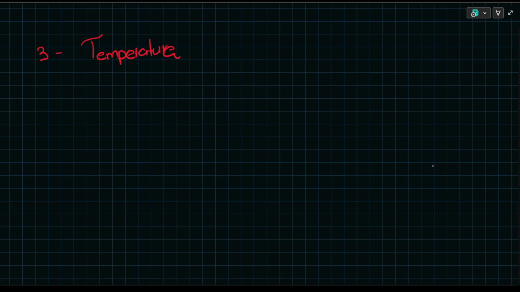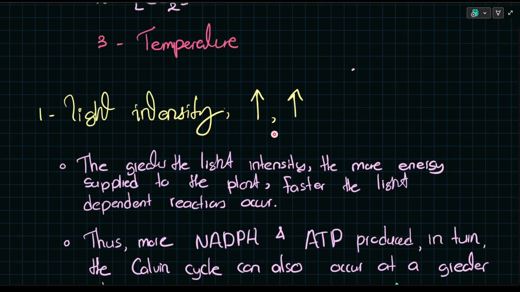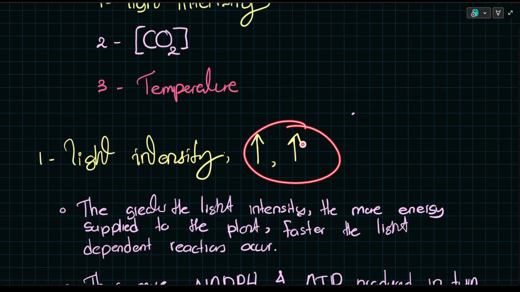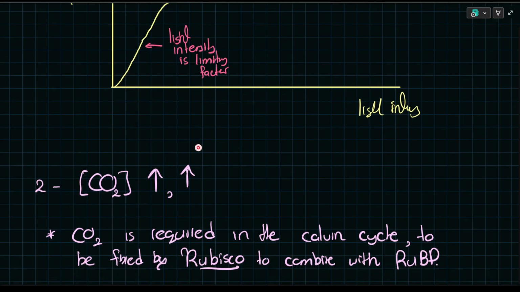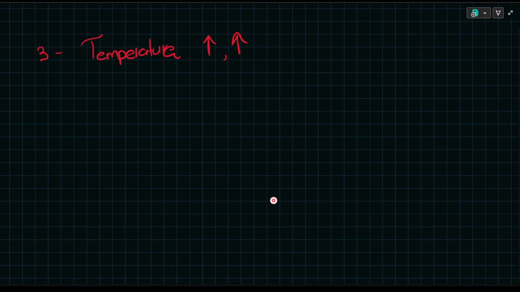Right. So when it comes to temperature, I'll give the overall one as well. Higher the temperature, higher the rate of photosynthesis. Using that, we can conclude something like this. All three factors: if I increase, rate goes up. If I increase, rate goes up. If I increase, rate goes up. It's an overall conclusion. Now let's see how temperature does its job.